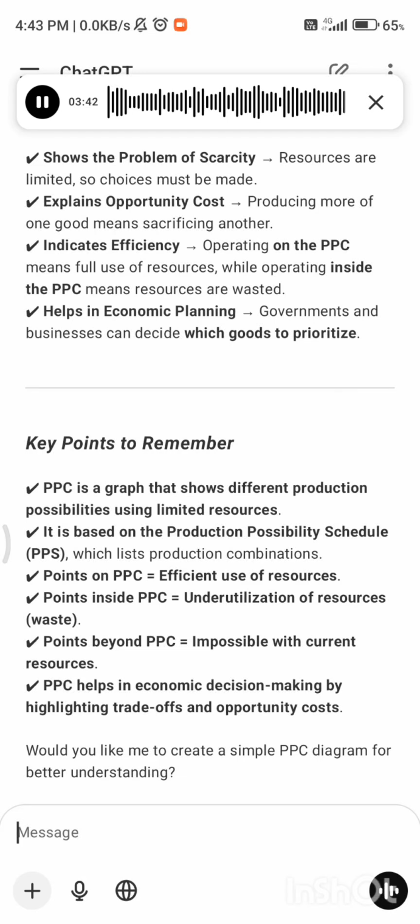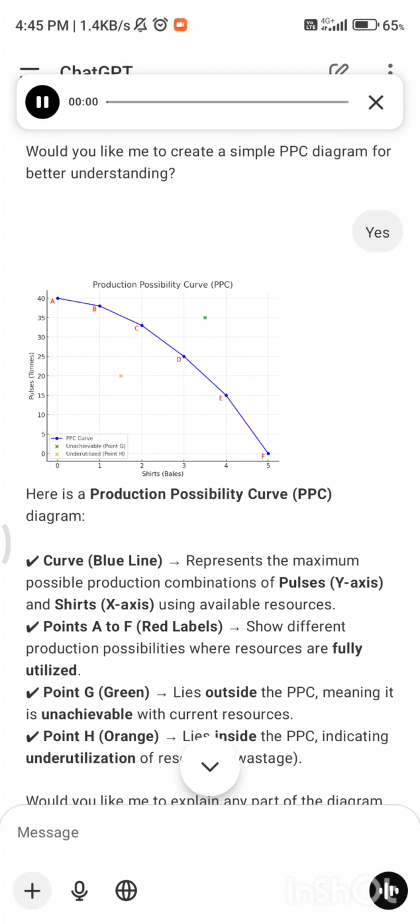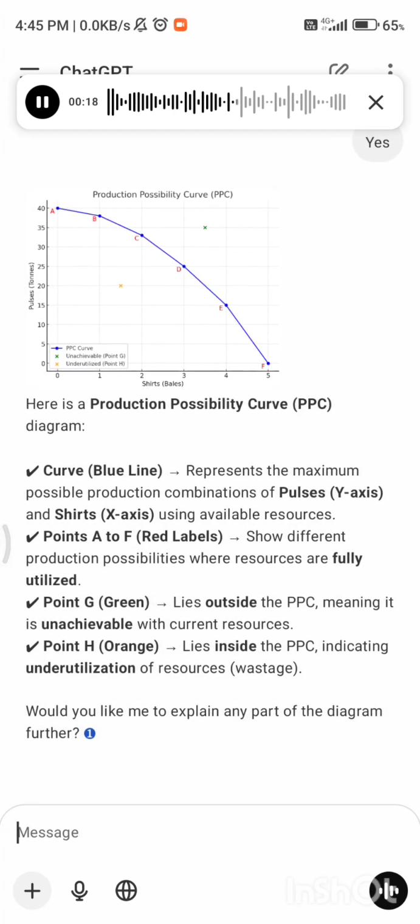Would you like me to create a simple PPC diagram for better understanding? Here is a production possibility curve, PPC, diagram. The curve, blue line, represents the maximum possible production combinations of pulses, y-axis, and shirts, x-axis, using available resources. Points A to F, red labels, show different production possibilities where resources are fully utilized. Point G, green, is outside the PPC, meaning it is unachievable with current resources. Point H, orange, lies inside the PPC, indicating underutilization of resources, wastage. Would you like me to explain?